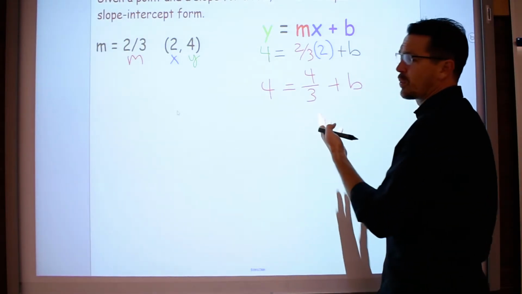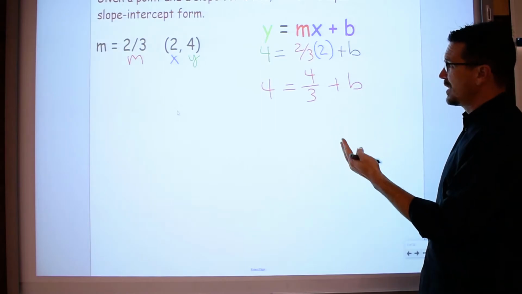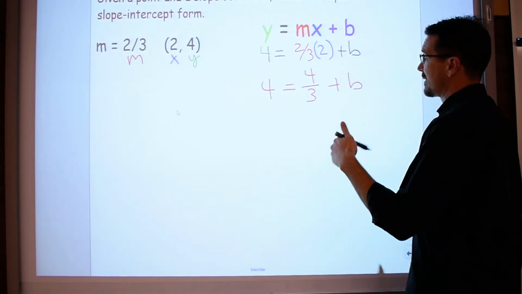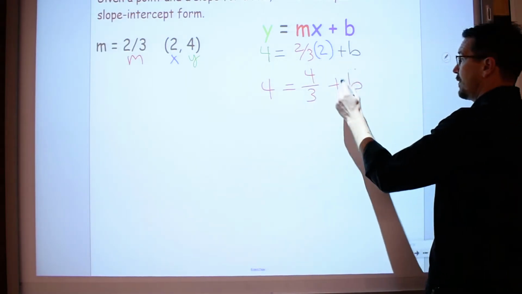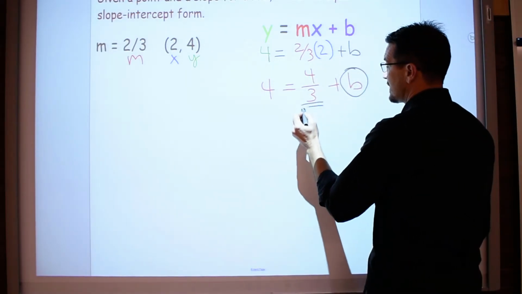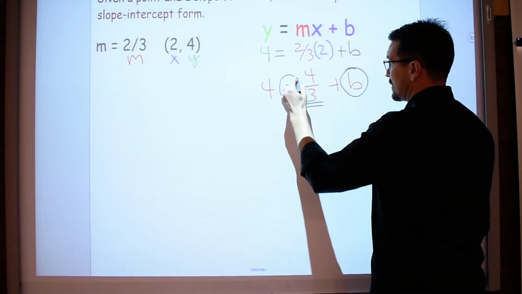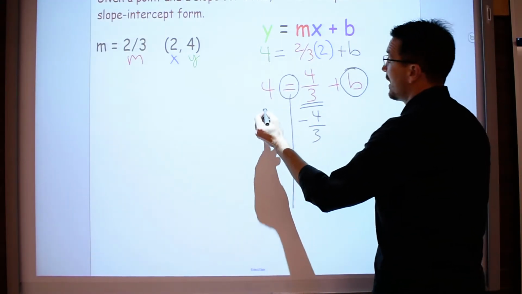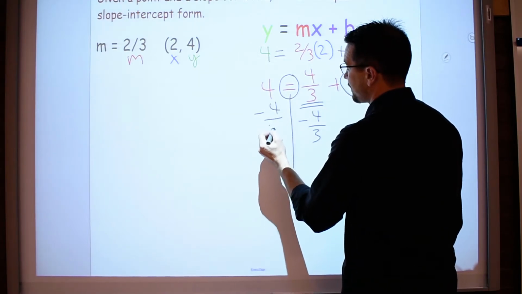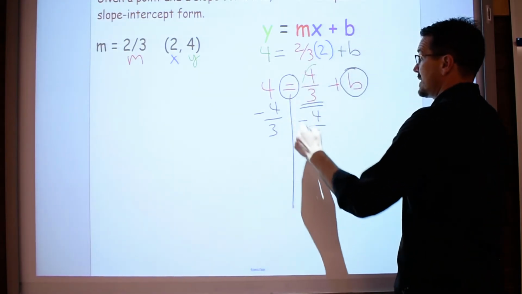Some people say, well, wouldn't you write that as 1 1/3? Well, you could, but I just don't need to until I get to my final answer. So here is what I'm trying to solve for. Here is the constant, because my coefficient is 1. I'm trying to get rid of that, so I'm going to go minus 4/3. And if I do it to one side, I've got to do it to the other side. And I get, this is 0.